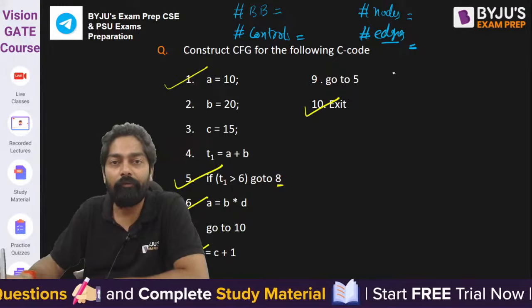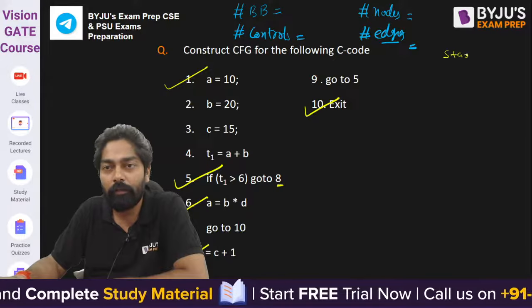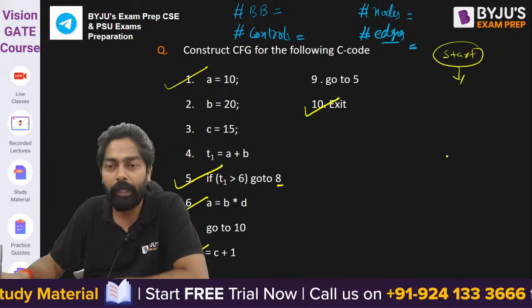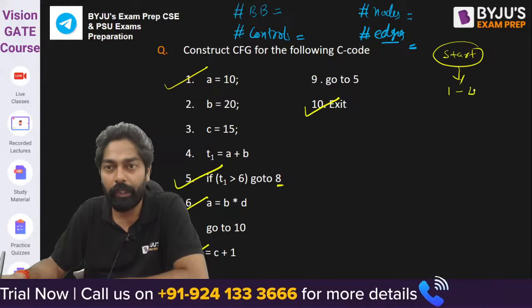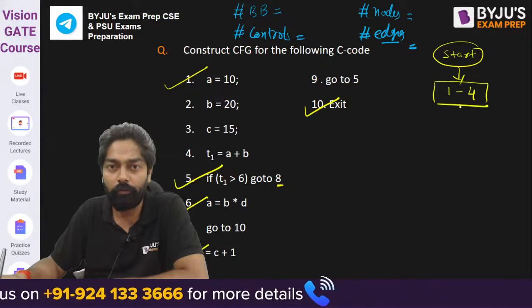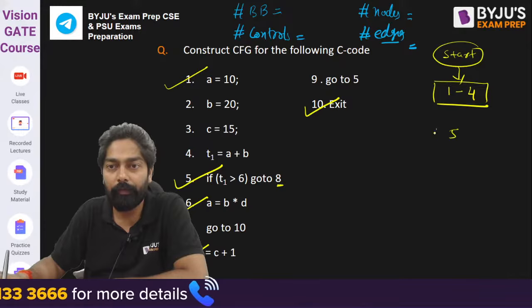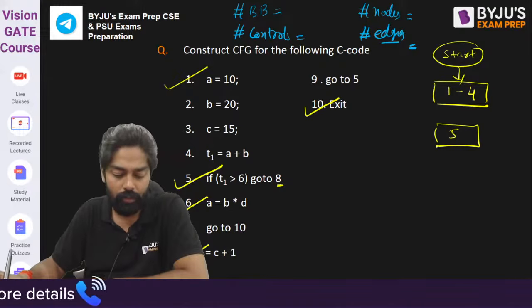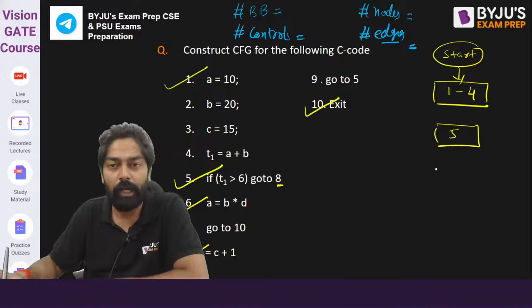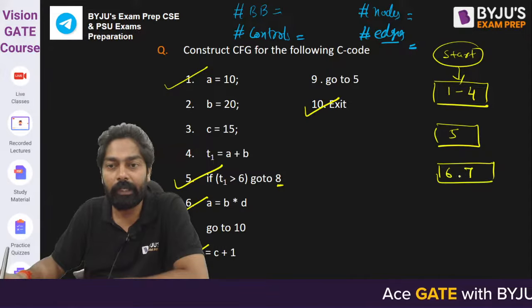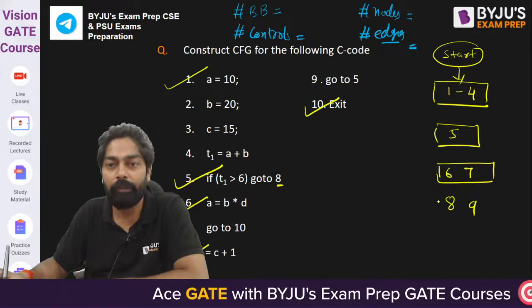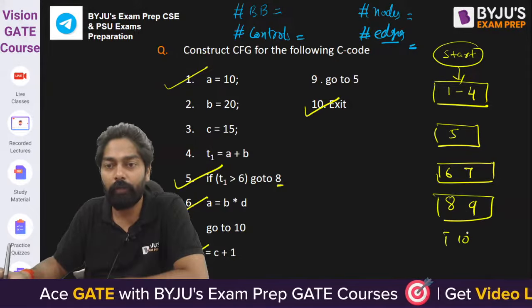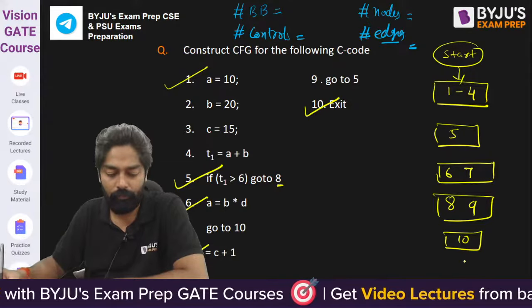Now, my dear friend, find the basic blocks. We know we have a start, and we have an end also. So 1 to 4 will be in one basic block. Now 5 will be in one basic block. We have 6, 7 in one basic block. 8 and 9 in one basic block. And 10 in one basic block. And now we have exit.